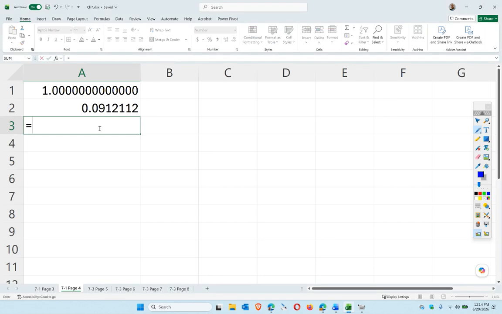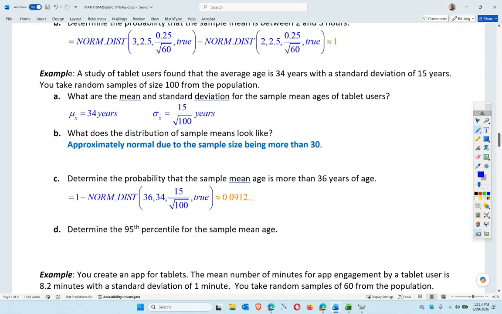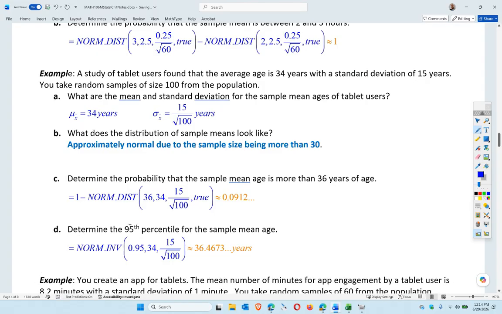Okay, so NORM.INV, 0.95 comma 34 comma 15 divided by the square root of 100. Okay, so 36.4672 years essentially, correct? All right, so what we're saying is if I took a sample of 100, if it's the 95th percentile, that many years of age is the average of the group essentially. If it was the 96th percentile, it'd be higher than that. If it was the 94th percentile, it'd be lower than that essentially.